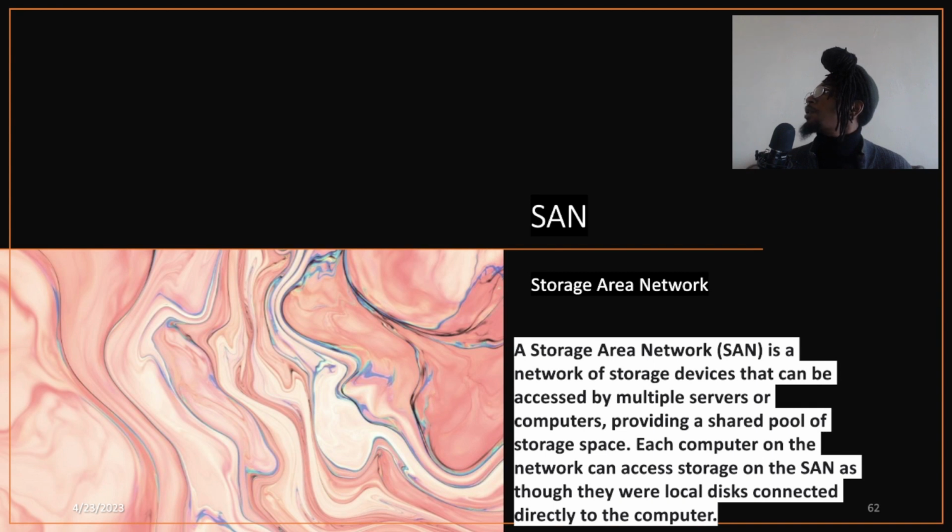SAN, Storage Area Network. A storage area network, SAN, is a network of storage devices that can be accessed by multiple servers or computers, providing a shared pool of storage space. Each computer on the network can access storage on the SAN as though they were local disks connected directly onto the computer.